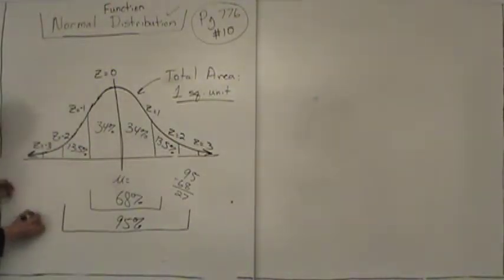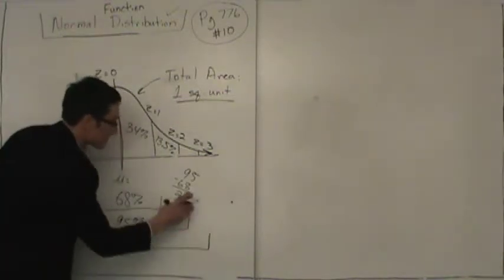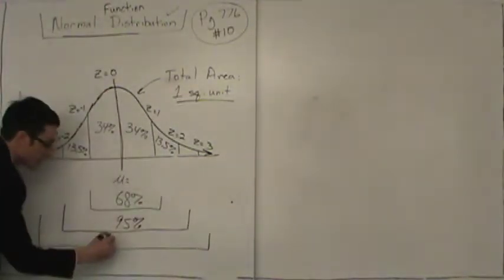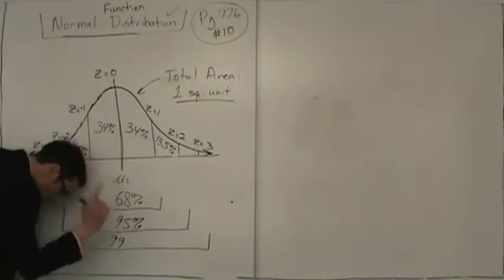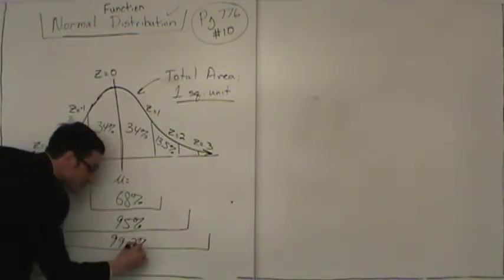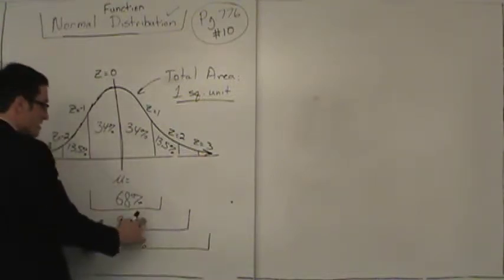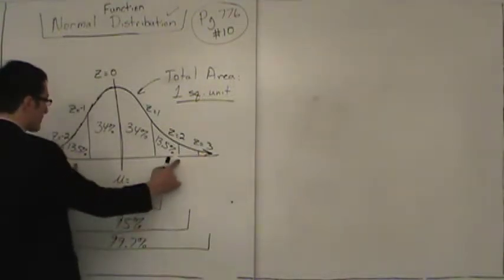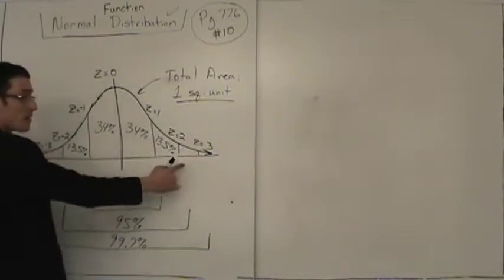And now, what percentage within 3? Within 3. A little different from what the book says. Within 3 is what? 99. Almost 100, guys. Almost 100. 99.7%. Okay, so what is our increase from 95 to 99.7? From 95 to 99.7, these smaller areas.